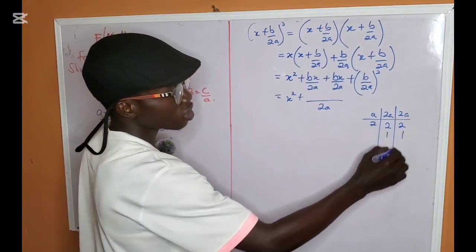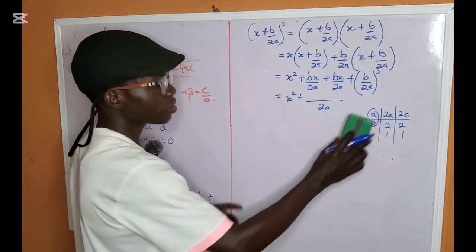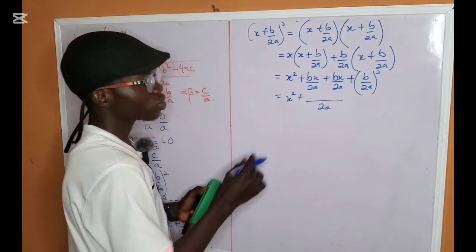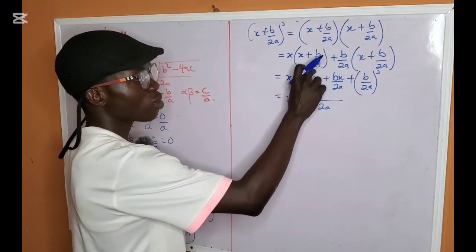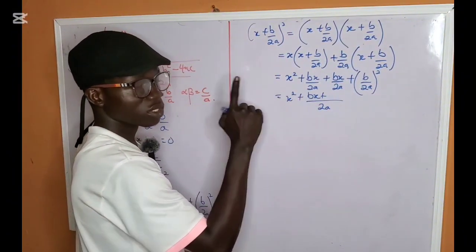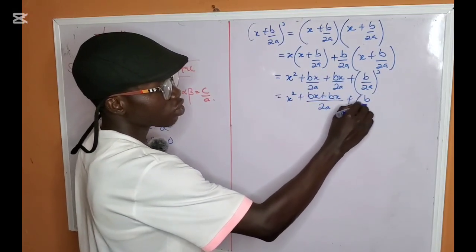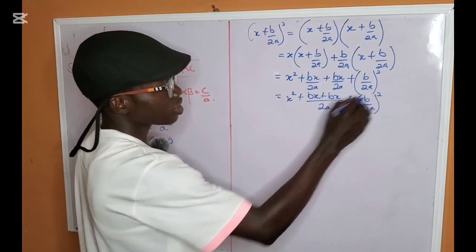2, 1, 1. If I multiply them together, 2 times a gives me 2a. So the LCM is 2a. 2a into 2a is 1. 1 multiplied by bx gives bx, plus 2a into a, that's still 1, multiplied by bx plus b over 2a squared.